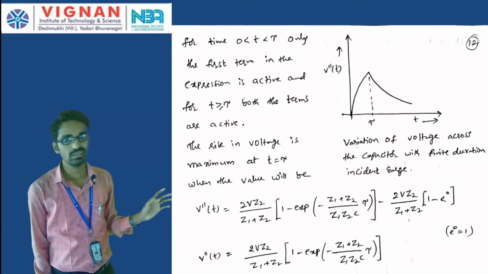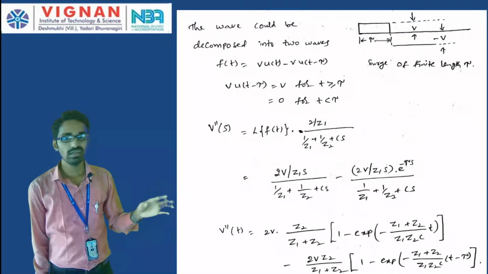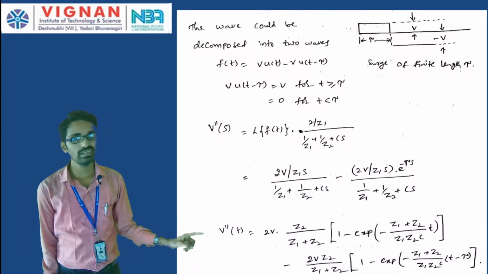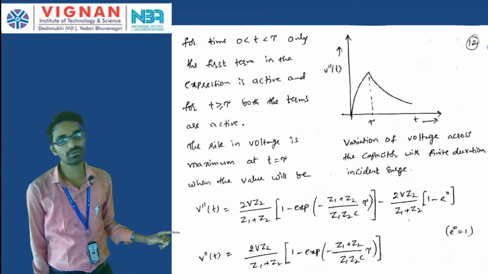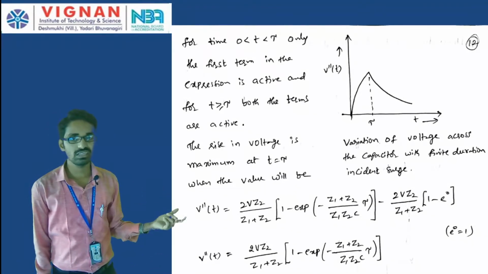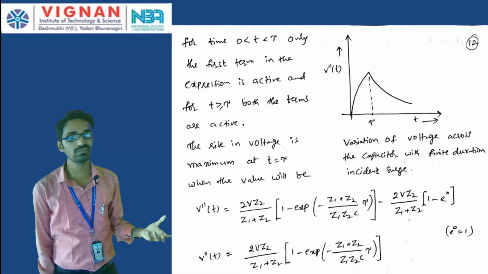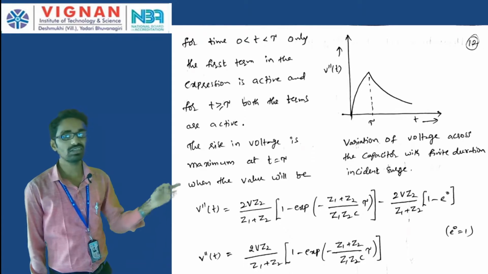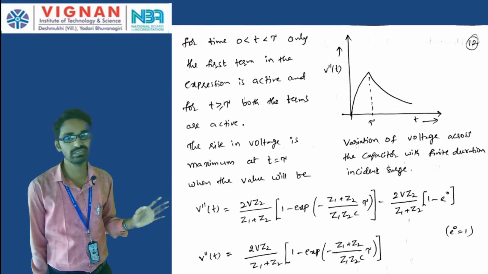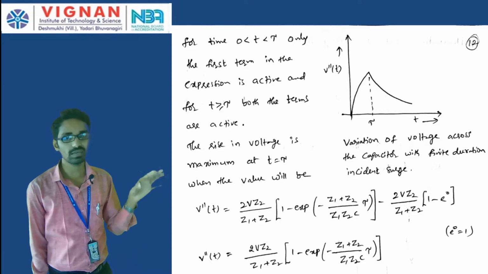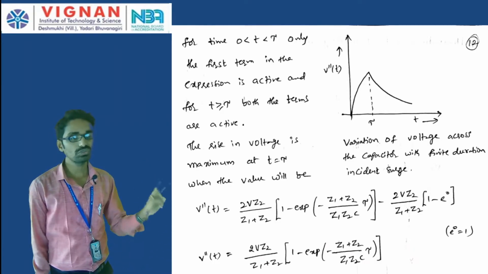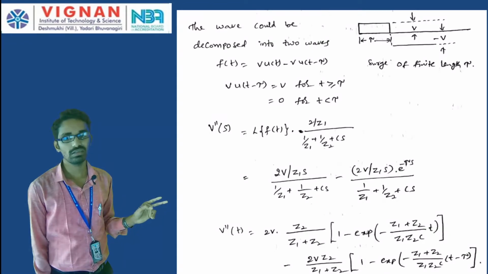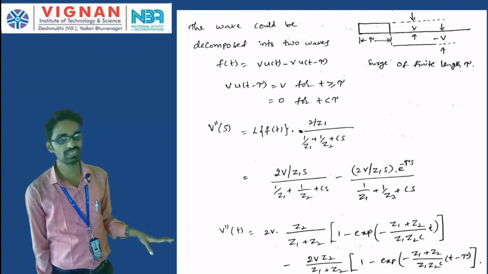Here you are having two terms. These two terms are going to be present when t is greater than or equal to tau. When 0 less than t less than tau, only the first term is going to be available. That is, during the charging time only the first term is going to be present, but during the discharge time of the capacitor you are going to have two terms present in the equation. Okay, so these are the two terms.